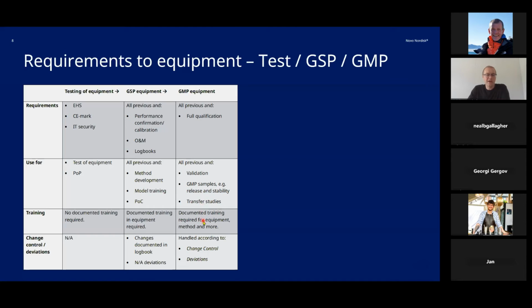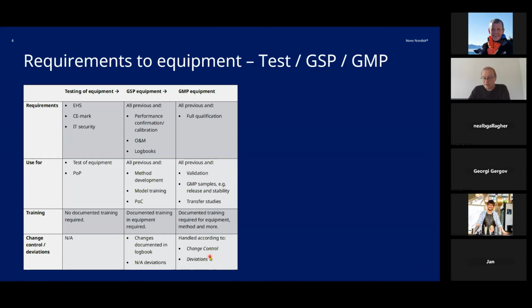And then we have further requirements for training in equipment and methods on the GMP level that we need to operate it on. And furthermore, if we do changes to instrument setup or to method setup, we need to have change control documentation. We need to push that through our quality assurance. And if we see anything unexpected going on at the instrument, we need to write deviation reports.